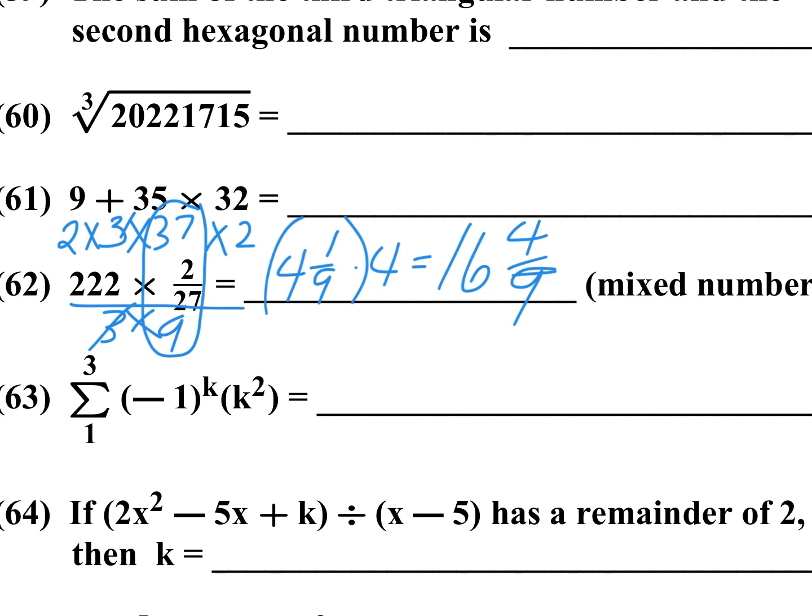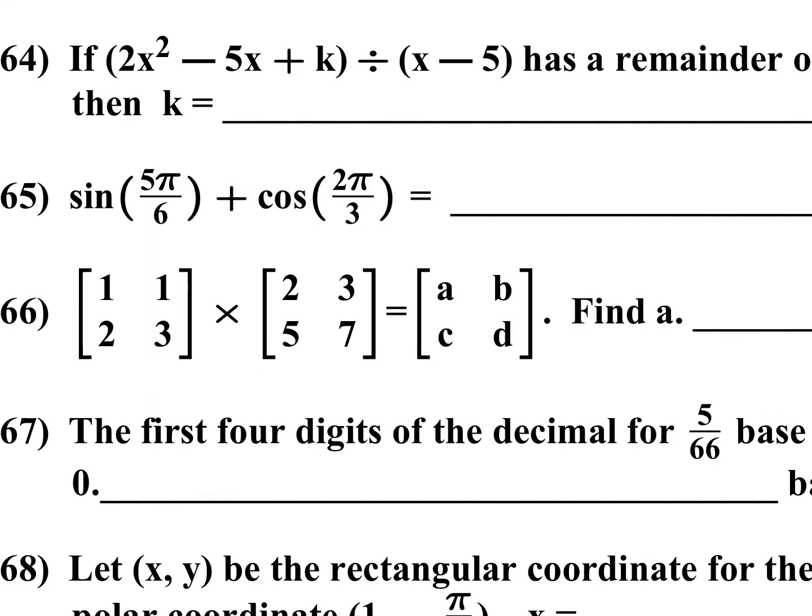The next problem is number 66, where you're multiplying matrices and they want to find A. And so A is in the first row, first column. And so what I'm going to do is I'm going to take the first row times the first column. And that's the rule for multiplying matrices. If you wanted to find D, that would be second row, second column. Then you would multiply the second row times the second column.